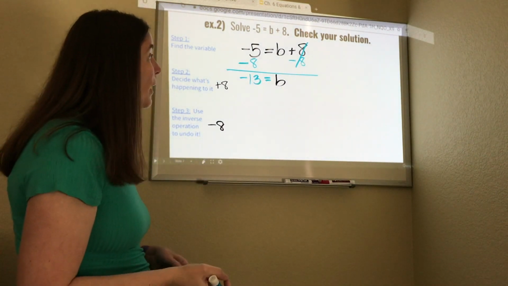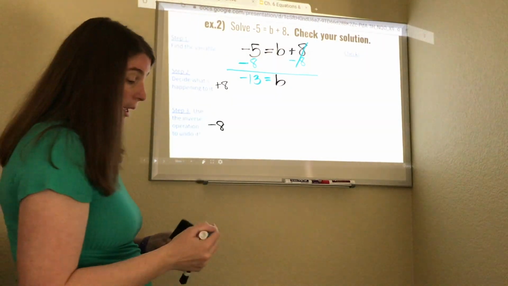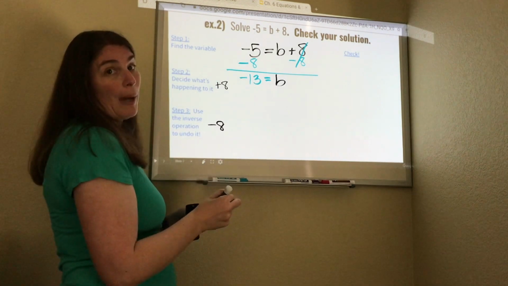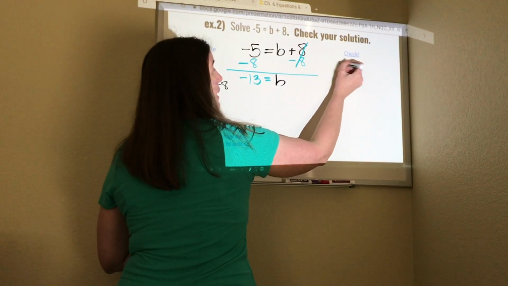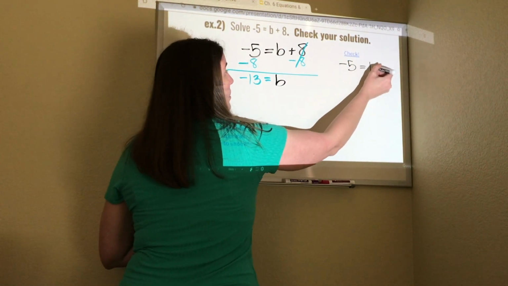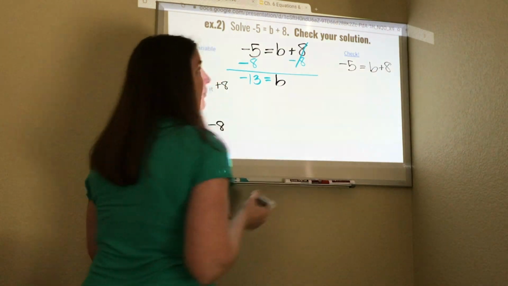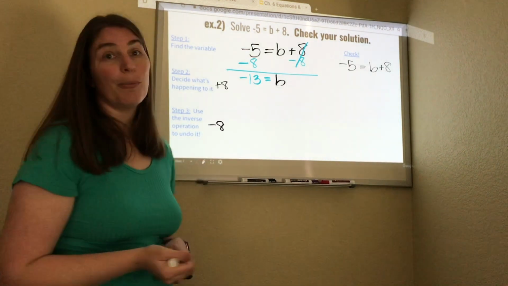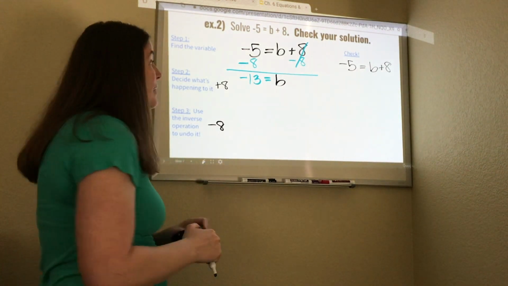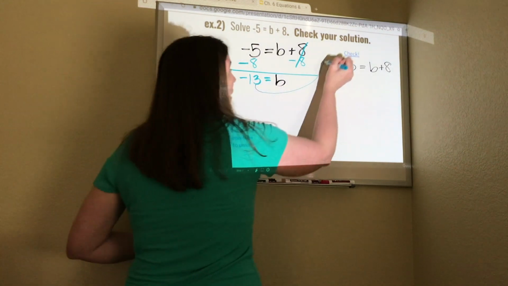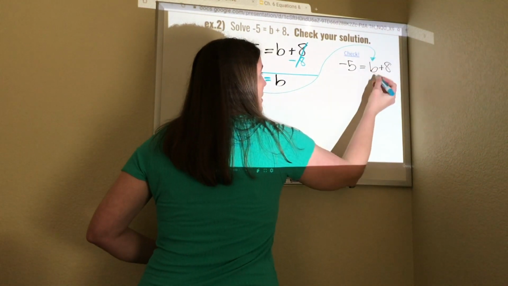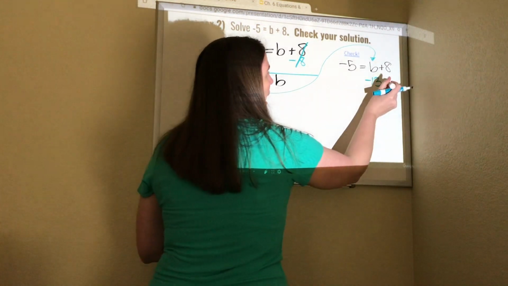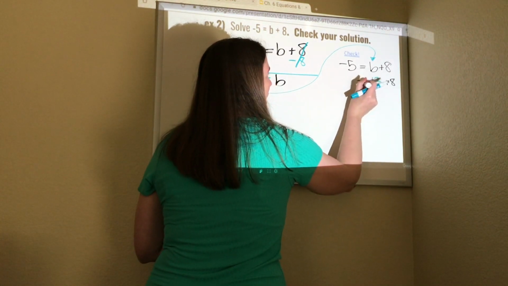But first we're going to go ahead and check to see if I got it right. And who remembers how to check? First you rewrite the equation. So you're going to write -5 equals b plus 8. All right, the second thing is I'm now going to, instead of b, we know that b is -13. I'm going to plug in that -13 in for b, and then rewrite everything else the same.